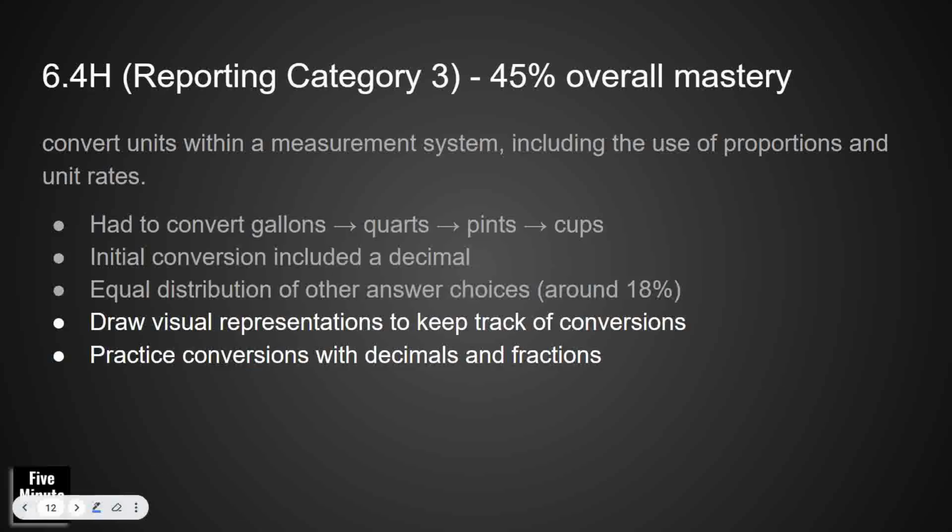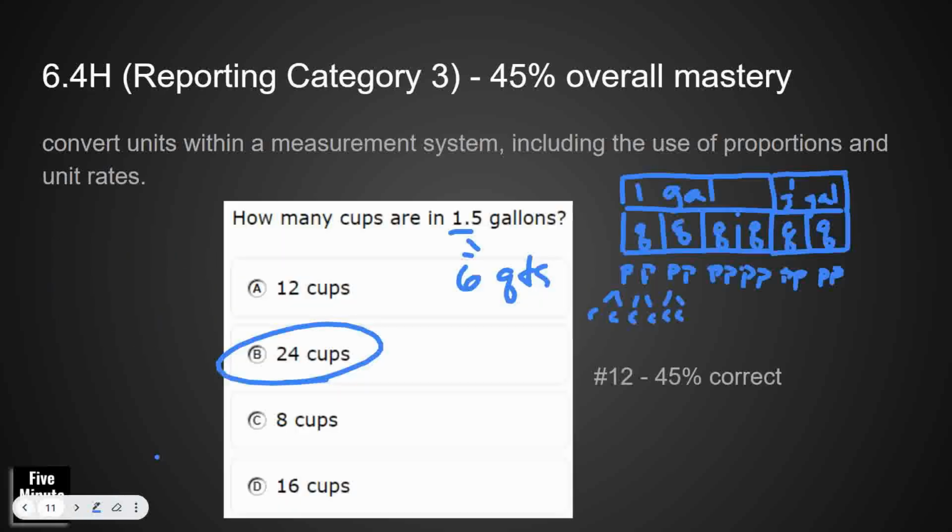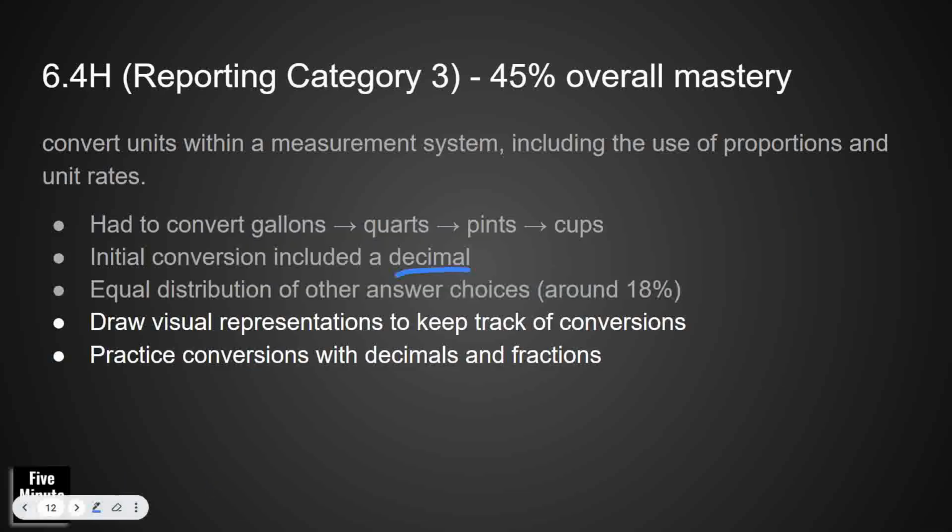And the initial conversion included a decimal. That was kind of the challenge there. And there was an equal distribution of other choices, around 18%. So that means we either understood this or we didn't. So it wasn't pure guessing, because with 45%, a good chunk of our students, almost half, understood this. But when you've got this equal distribution right here, it lets you know that there's also some guessing.